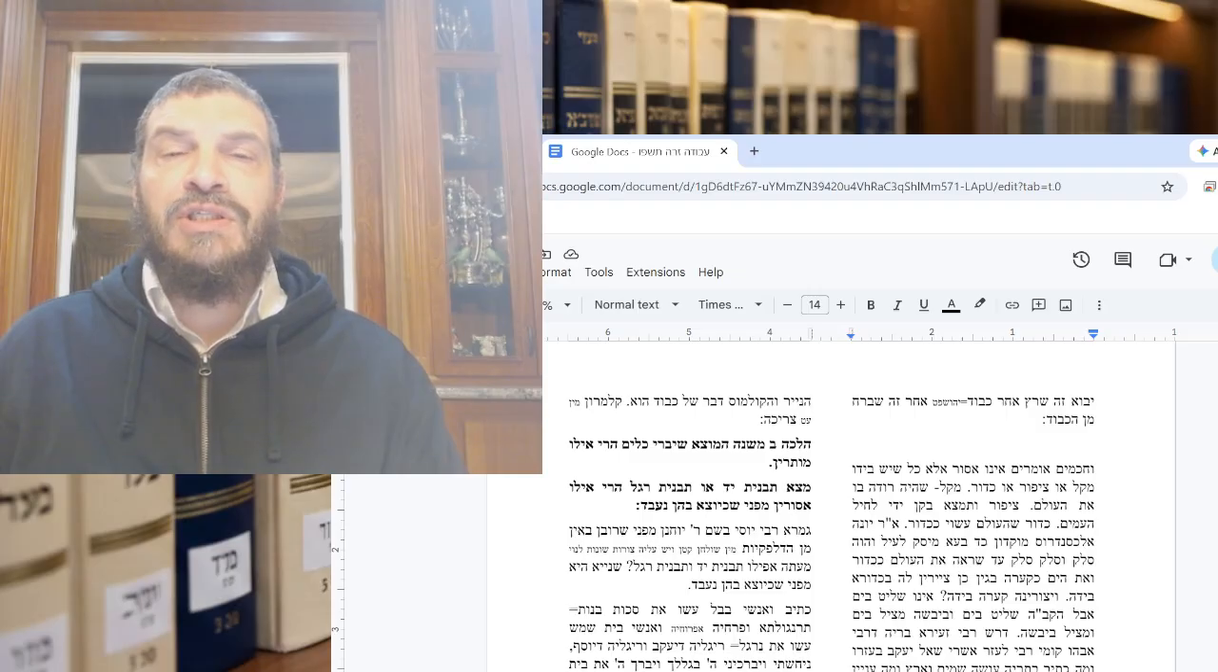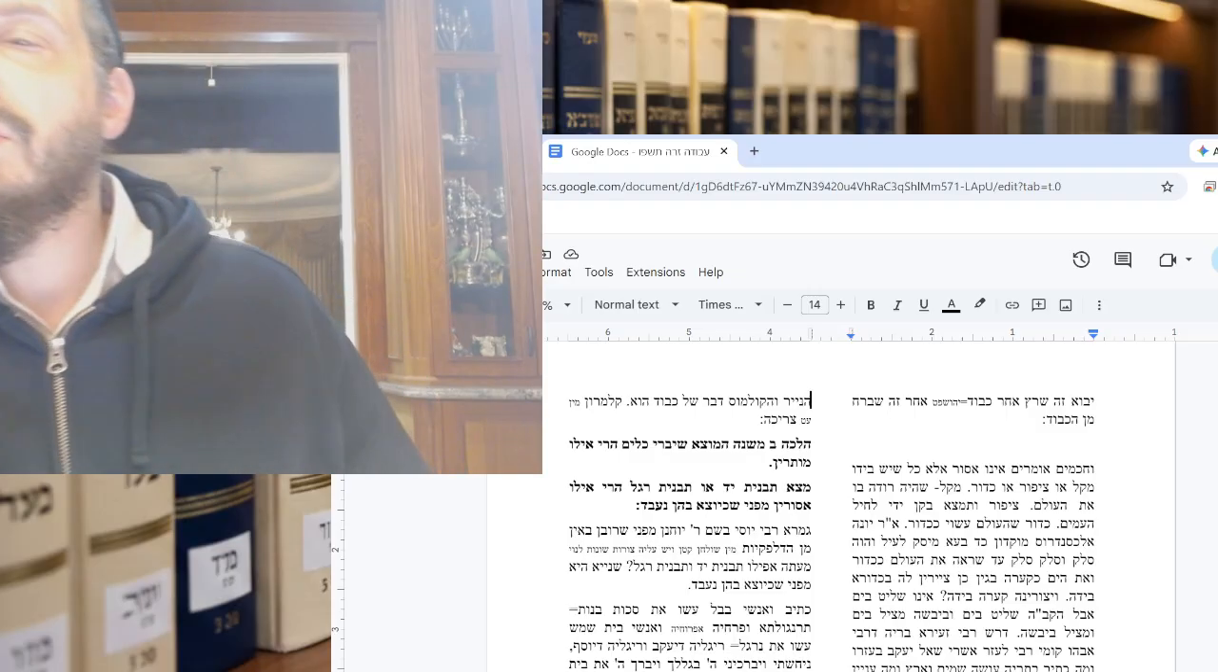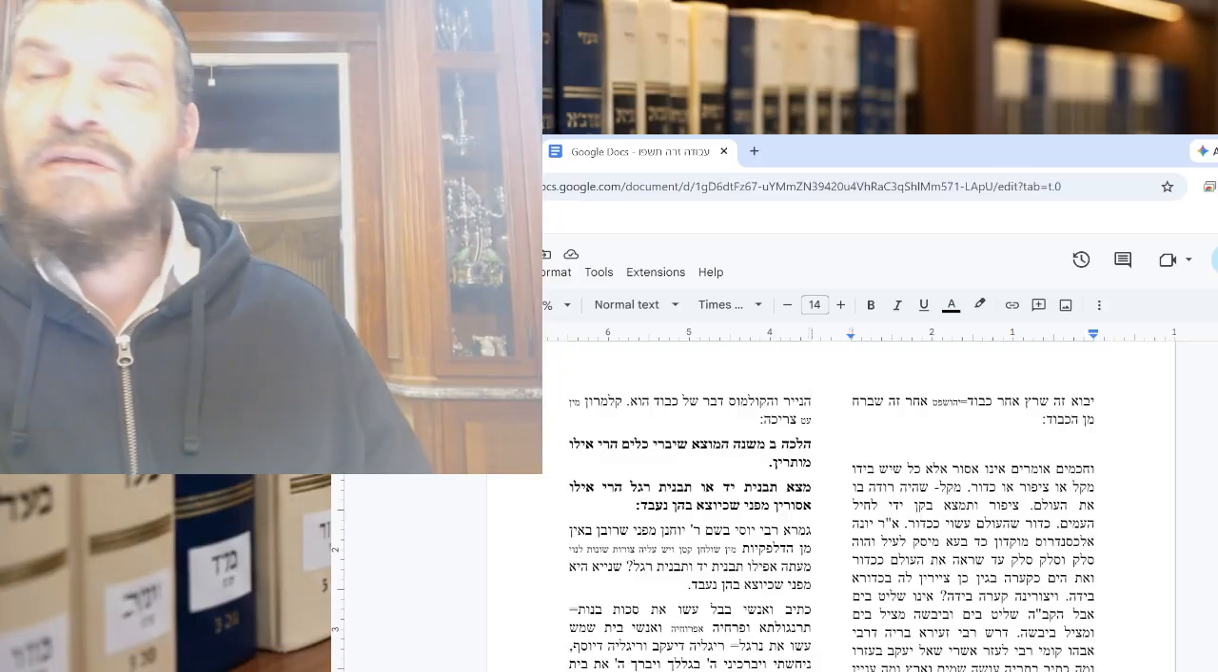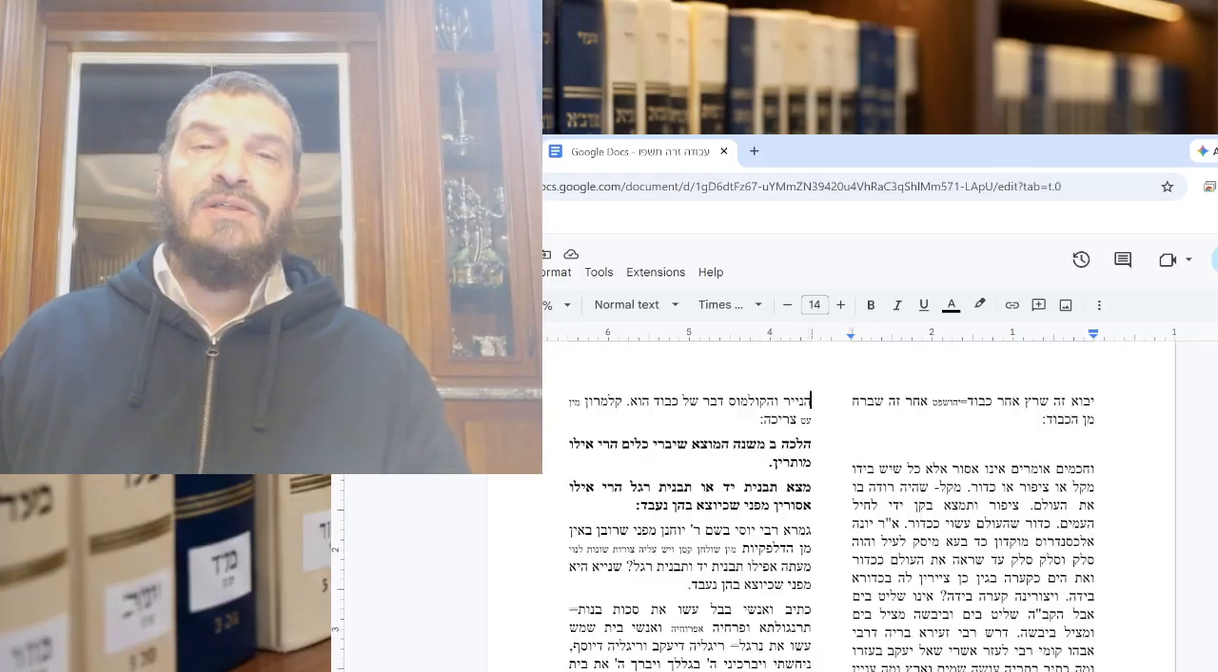We're seeing now Yerushalmi Simplified, Maseches Avodah Zarah, Daf Yud Tes. We're starting from the Mishnah, Hamoitzei Shivrei Kelim.